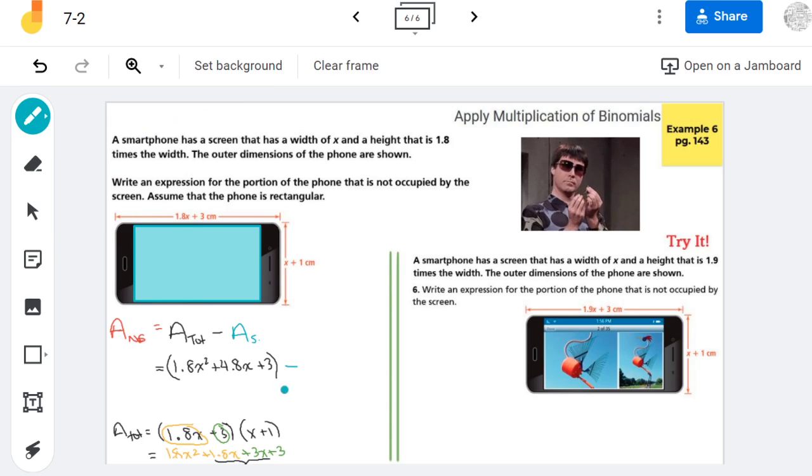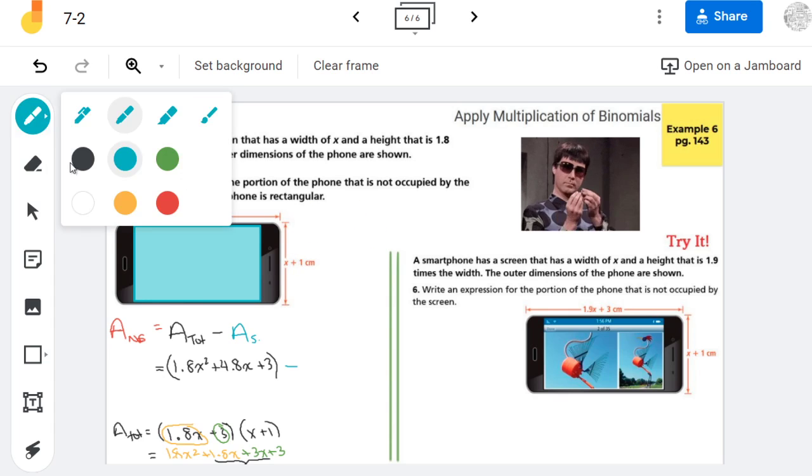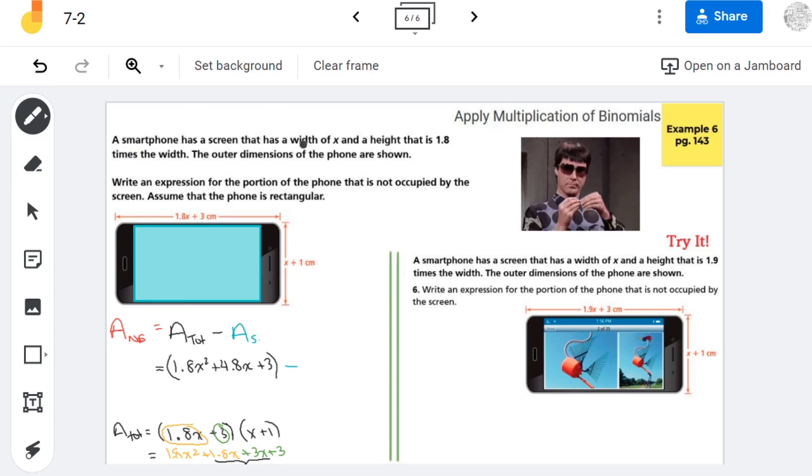So now the next thing I need to do is subtract the area of the screen. So this screen has a width of x, so here's my width of x, and a height that is 1.8 times the width. So I have 1.8 times that width of x. And so that's where I'm going to find the area of the screen, by multiplying those together. So the area of my screen is 1.8x squared because I'm multiplying them together.